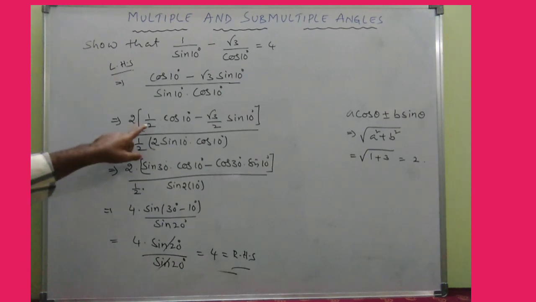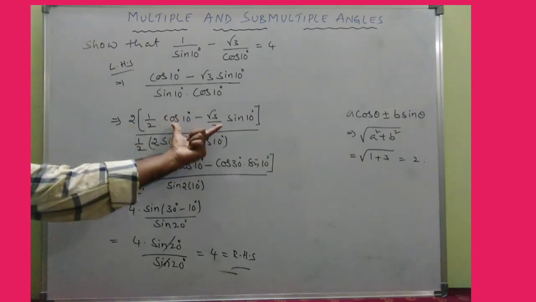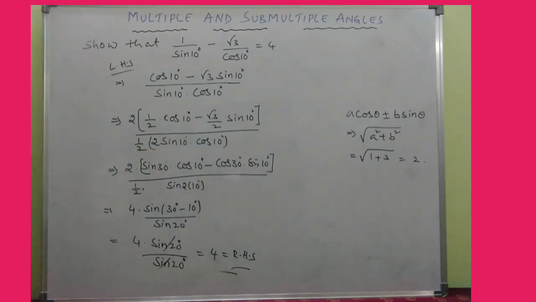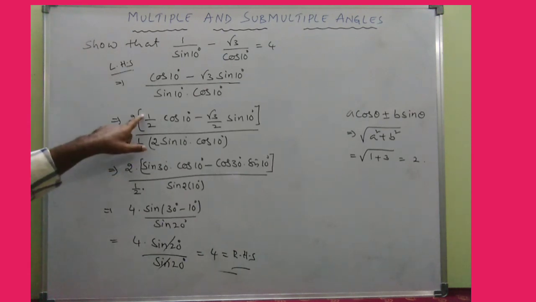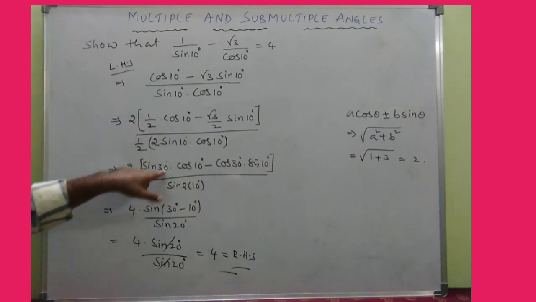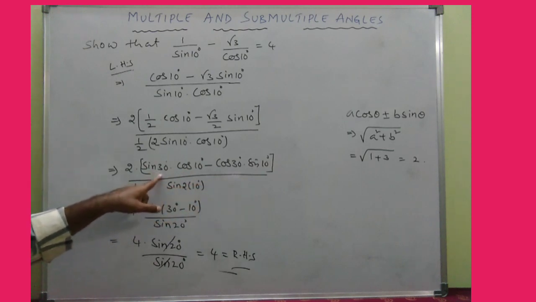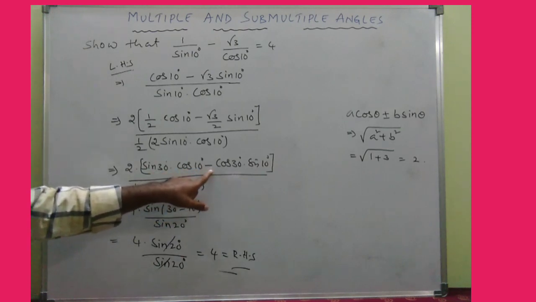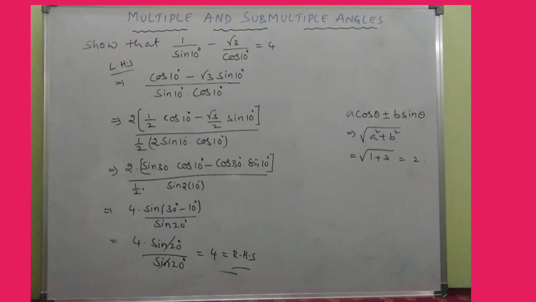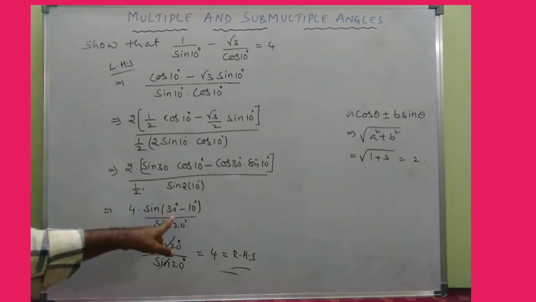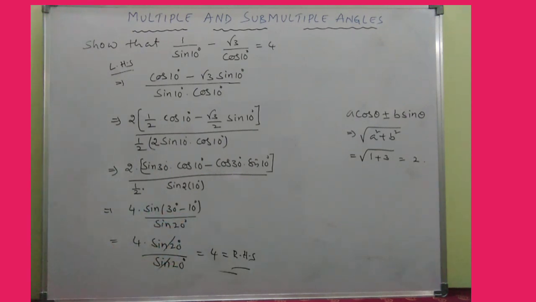And now this step is very important. This part should be converted into any one of the forms like sin of A plus B or sin of A minus B, cos of A plus B or cos of A minus B. So then clearly 1 by 2 can be represented as sin 30 and root 3 by 2 can be written as cos 30. Hence this is just like sin A into cos B minus cos A into sin B, which can be written as sin of A minus B. So finally after cancellation the answer is 4.